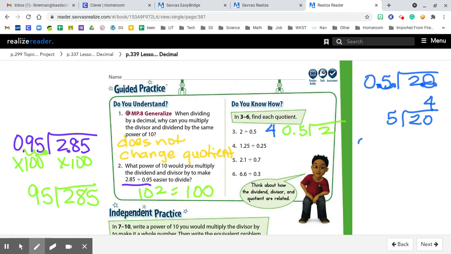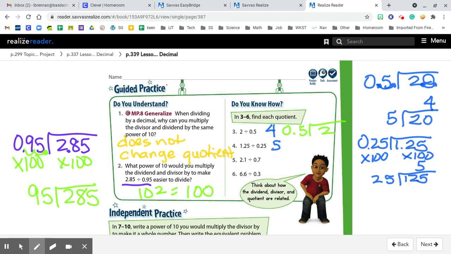The next one, 0.25 going into 1.25. In order to get rid of the decimal here, I'm multiplying by 100. I'll do that on both sides. I have 25 goes into 125, 5 times. Number 5, so that was number 3. Number 4.